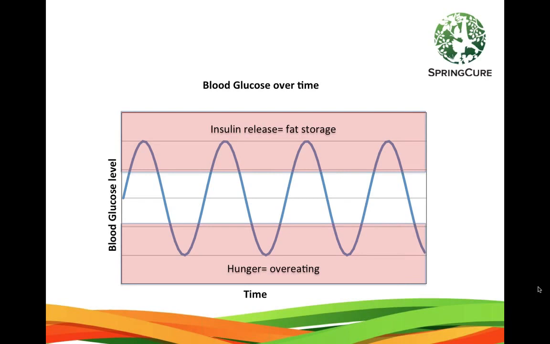It's kind of like Thanksgiving dinner. If you can imagine, everybody has dinner, their blood sugar goes up. 30 minutes later, everybody's on the couch asleep as the insulin is being released, and then their blood sugar drops, and the next thing you know, everybody's back in the kitchen eating again. And you repeat this cycle over and over again of overeating and fat storage.